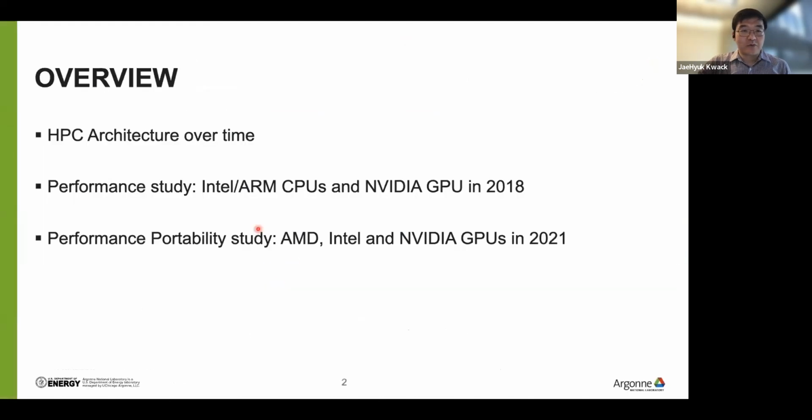Okay, so this is a quick overview of my talk today. I'm going to talk about HPC architecture over time very quickly. Then I'm going to share our early performance study from the 2018, 2019 timeframe. And then I will move on to our most recent study, about performance portability on AMD, Intel, and NVIDIA GPU systems, which was done in the 2021 timeframe.